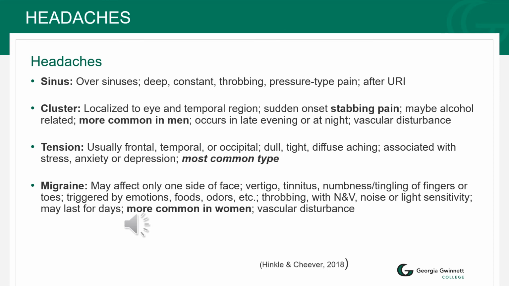Sinus headaches are pain over the sinuses. They're typically deep, constant throbbing pain, like a type of pressure, and occur after an upper respiratory illness. A cluster headache is localized to the eye or the temporal region, and it's characterized as more of a sudden stabbing pain. It's more common in young men, can occur at night or late evening, and is associated with alcohol use and is a vascular disturbance. So it's where the vessels dilate in the head and cause the pain.